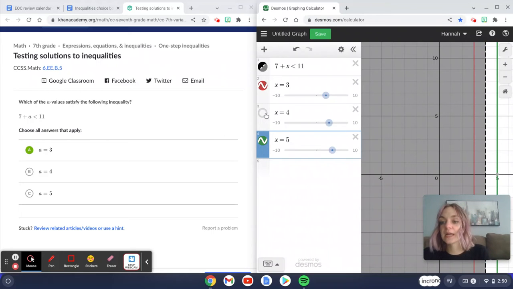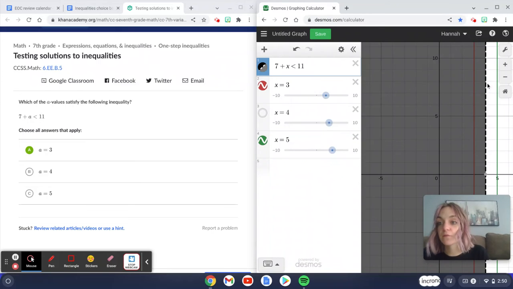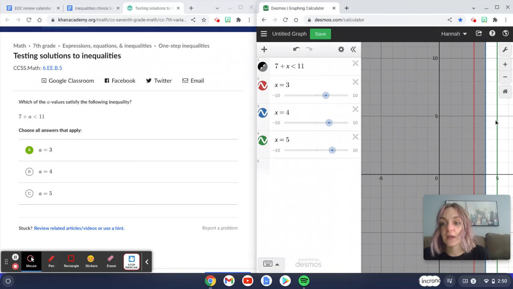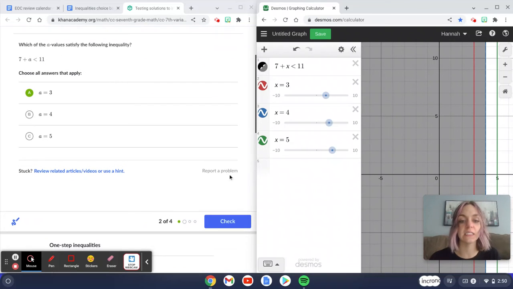X equals 4 is on the dotted line. So if I'm looking at my inequality, right here I've got a dotted line, or a dashed line, and x equals 4 is going to be right on it. You can see the blue line there. This does not satisfy my inequality because it's dashed, or dotted. If it were solid, it would, but because it's not solid, it doesn't. And then finally, x equals 5, outside of my shaded region, no question, it does not work.